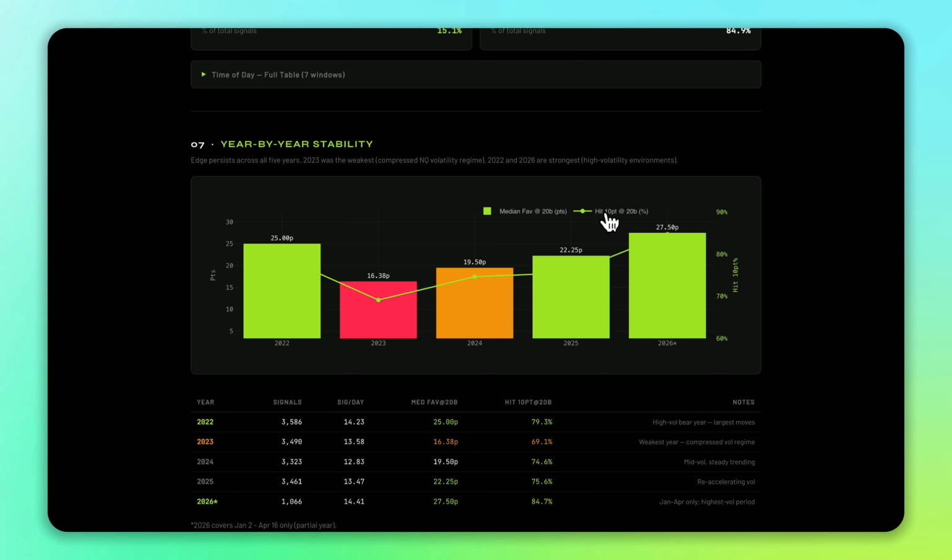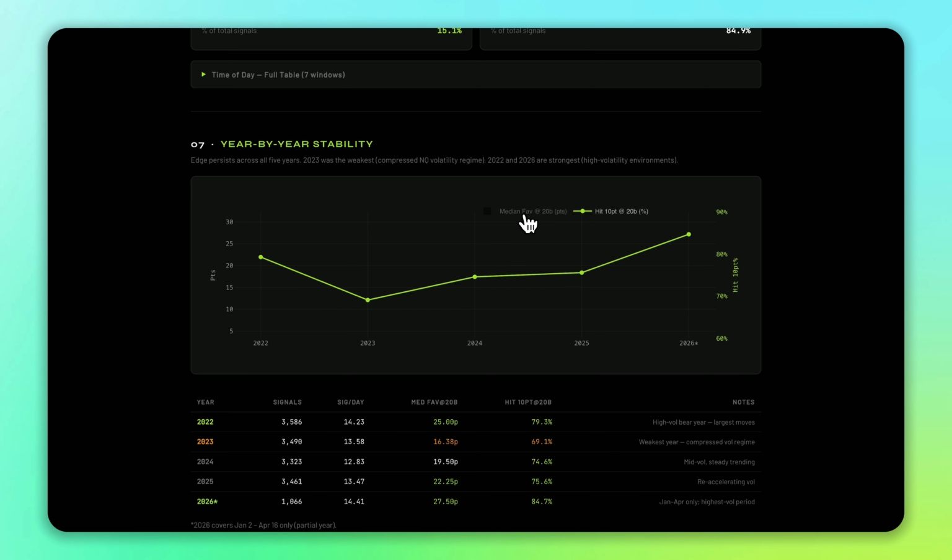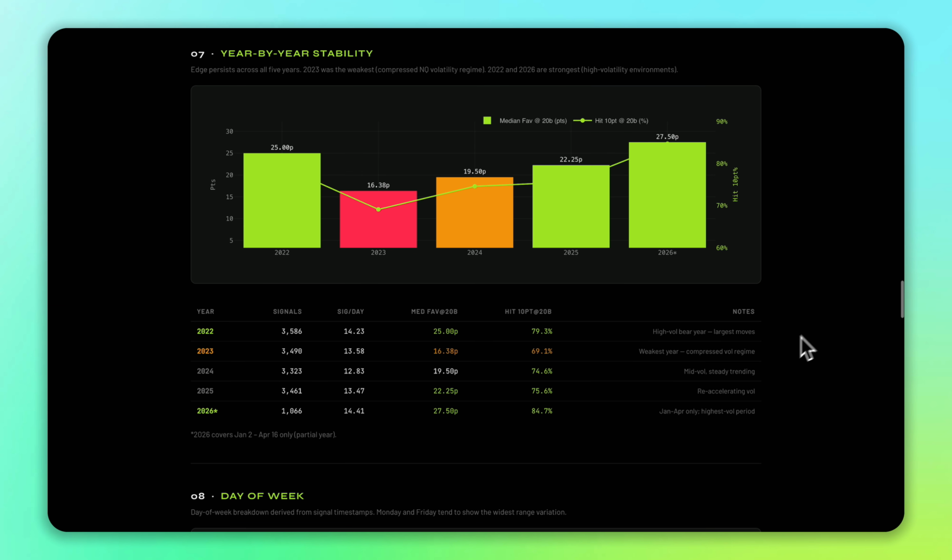And then your hit rate at 10 points, right? So you're getting 10 points at 20 bars. This happened nearly 80% of the time in 2022, 70% of the time in 2023, and this year, so far up until April, it happens 84% of the time. So again, there is a very high chance that you'll capture at least 10 points when that signal happens. And just a table showing that.